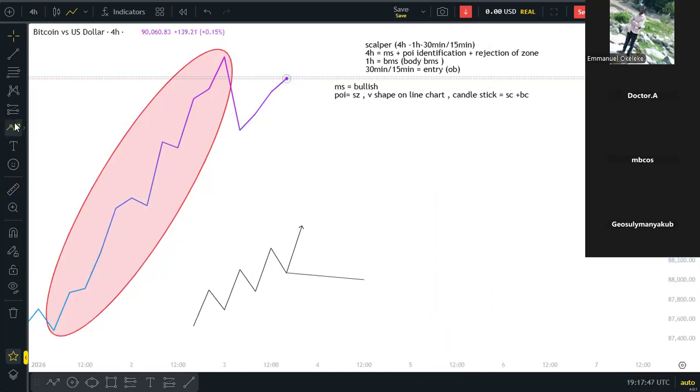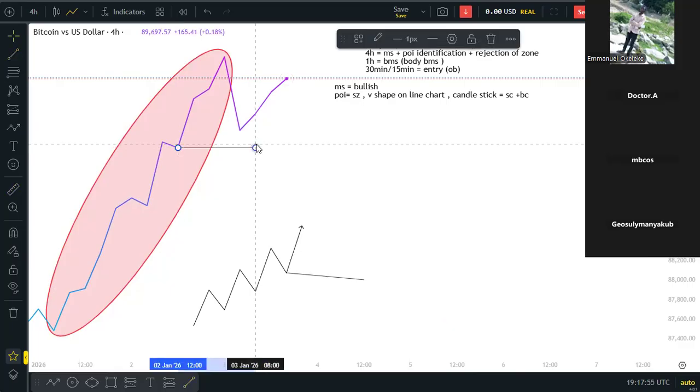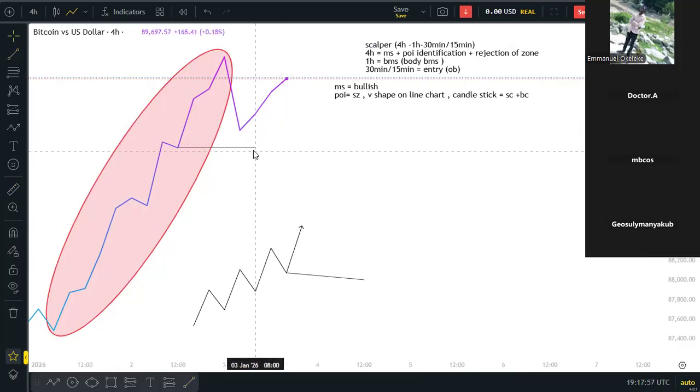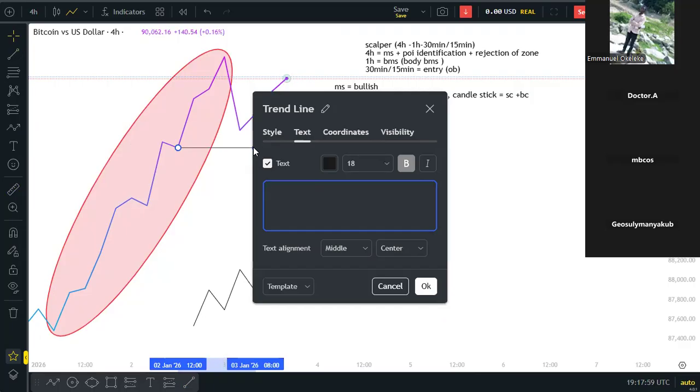Okay, when we talk about support zones, we are talking about areas like this on your chart. So this is a support zone where you have a V shape.